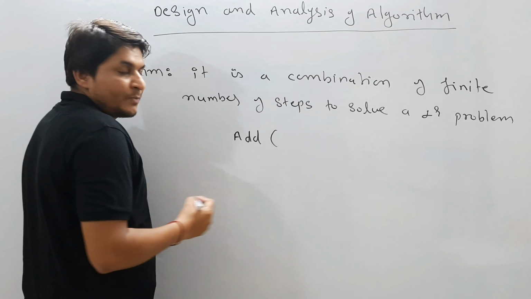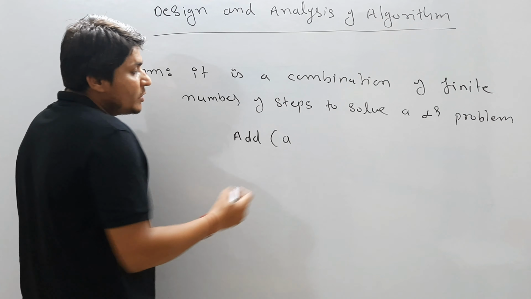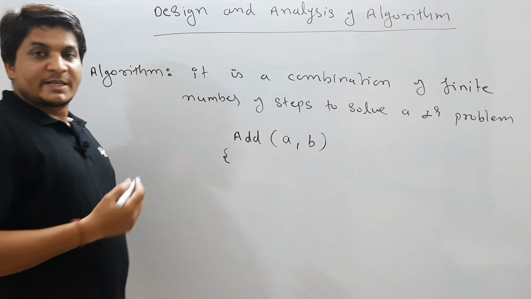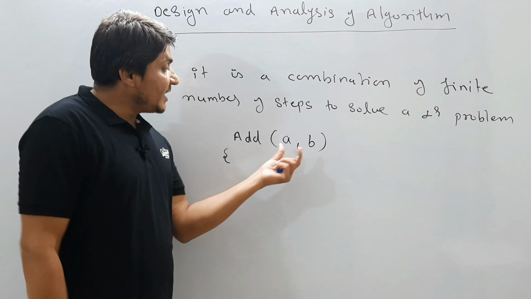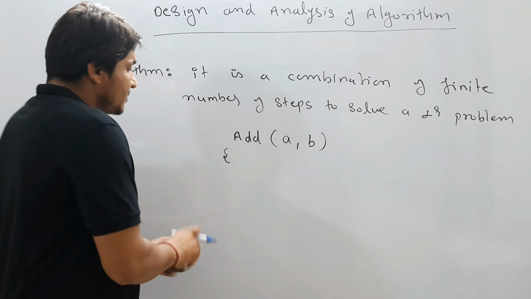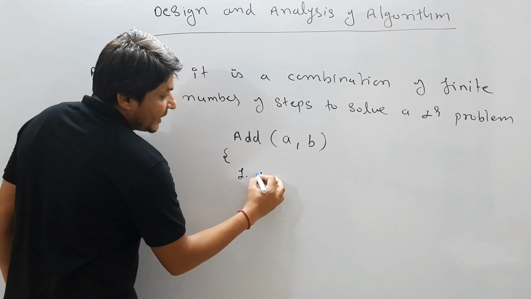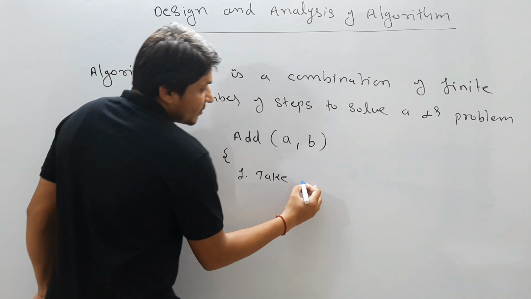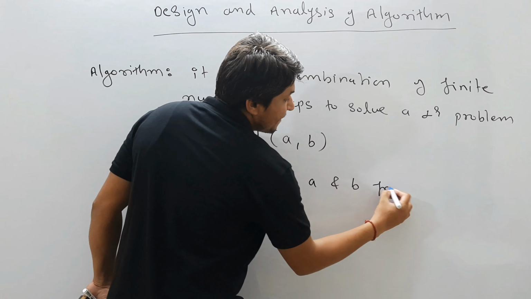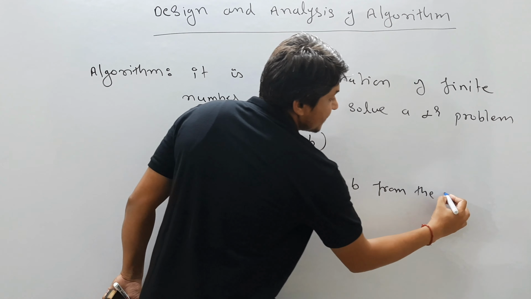So the input will be A, the first input, and B, the second input. Now what could be the first step? We are asking the user to input the value of A and the value of B. So we are going to simply write: take A and B from the user.